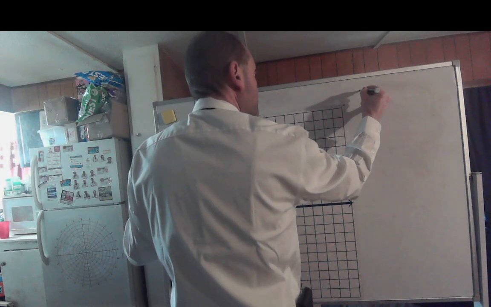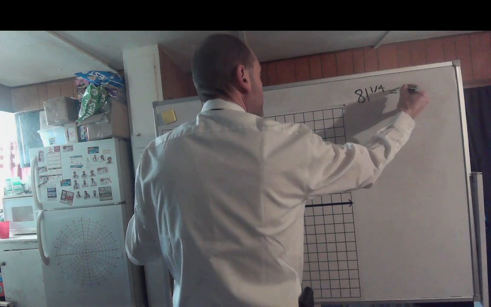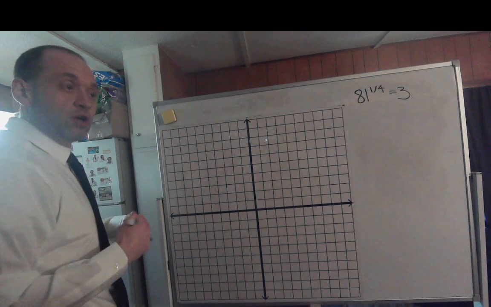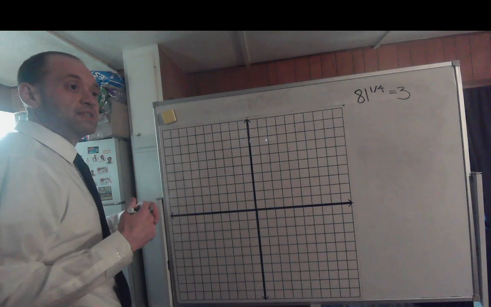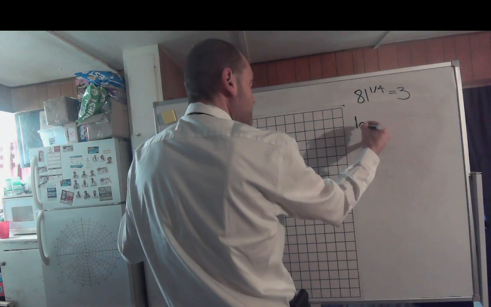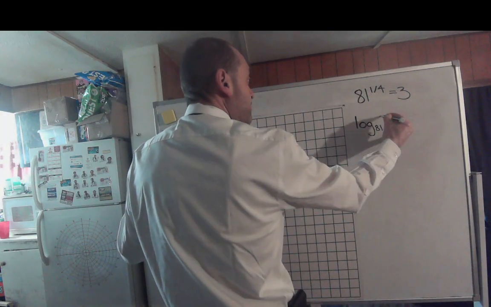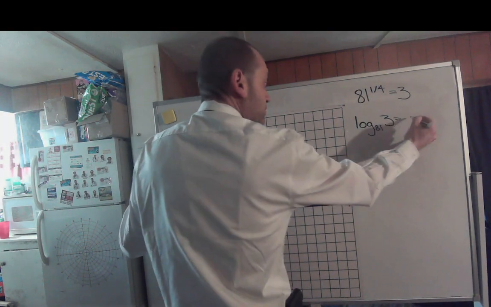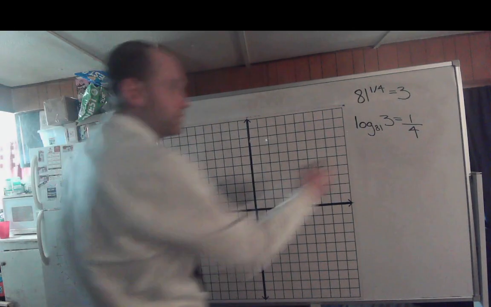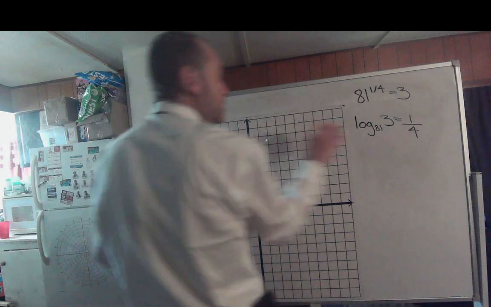Alright, now let's see. 81 to the 1/4 equals 3, which is the same as the fourth root of 81 equaling 3. We know that's true, right? So how do we write this in logarithmic notation? My base is 81, so this would be the same as log base 81 of 3 equals 1/4. So log base 81 of 3 equals 1/4 is the exact same thing as this.